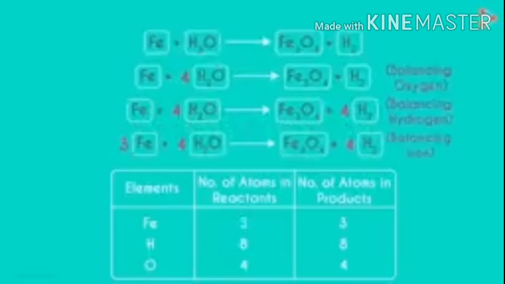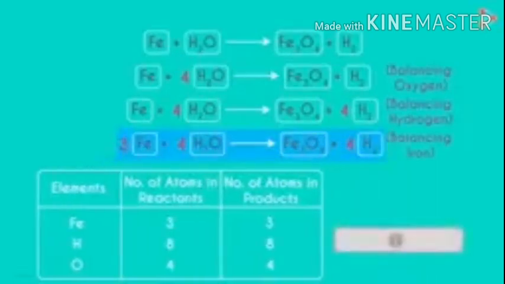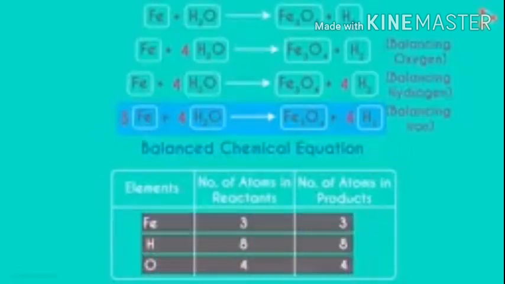What happens when we take 3 atoms of iron? You can count and calculate. The number of atoms of iron on the reactant side is equal to the number of atoms of iron on the product side. Finally, to check the correctness of the balanced equation, we count atoms of each element on both sides of the equation. Now we have the balanced chemical equation.